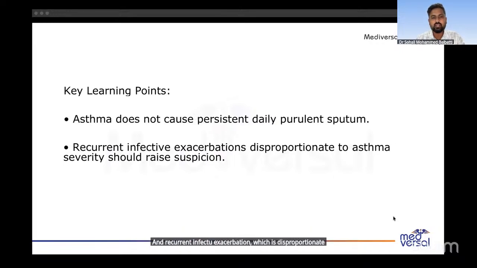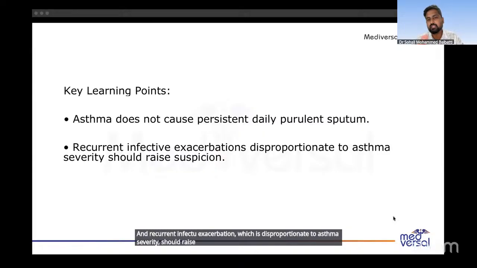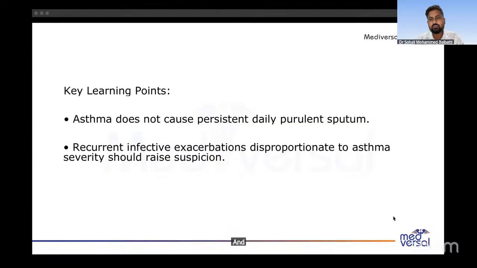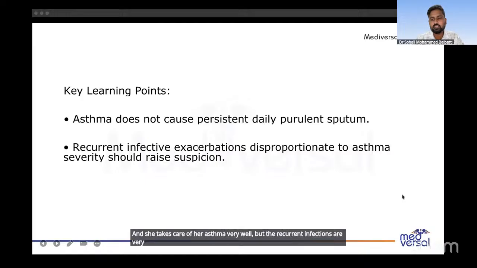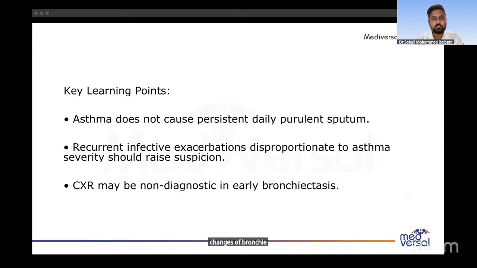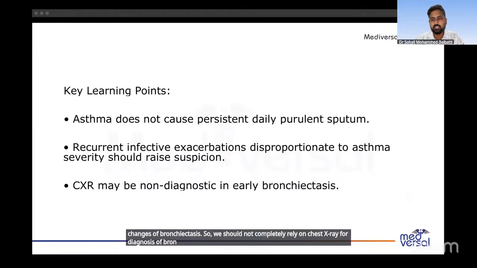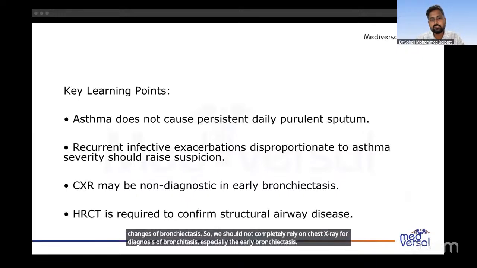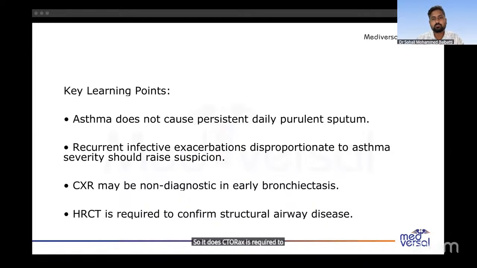recurrent infective exacerbation, which is disproportionate to asthma severity, should raise suspicion of something else. Because what happens is she is very compliant to inhaler and she takes care of her asthma very well, but the recurrent infective exacerbations are very disproportionate to the asthma control. And chest X-ray may not pick up early changes of bronchiectasis. So we should not completely rely on chest X-ray for diagnosis of bronchiectasis, especially early bronchiectasis. HRCT thorax is required to confirm even the early changes of bronchiectasis. So in this patient, we should not ignore it.